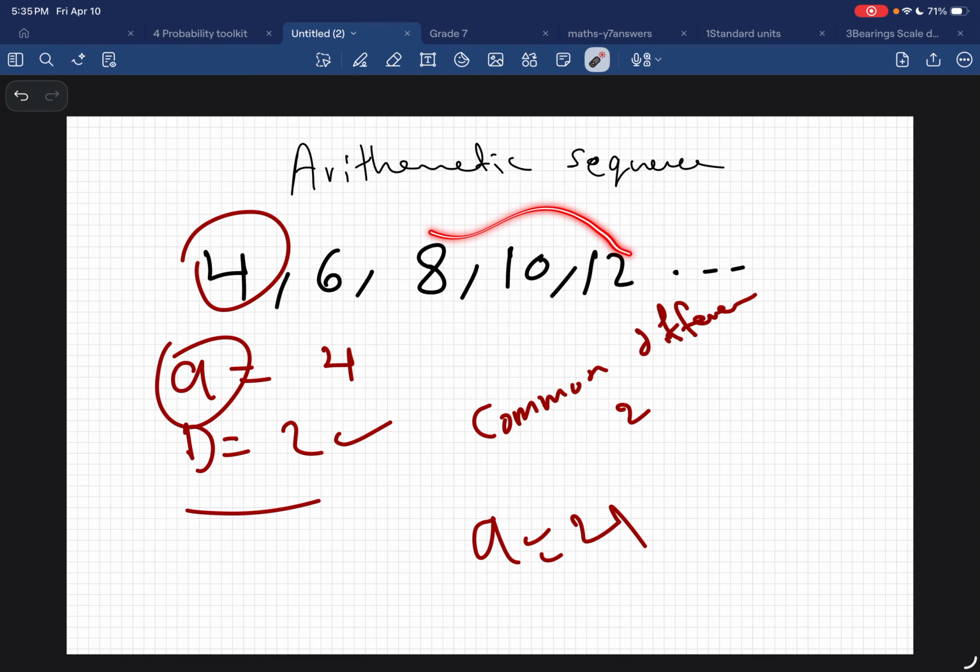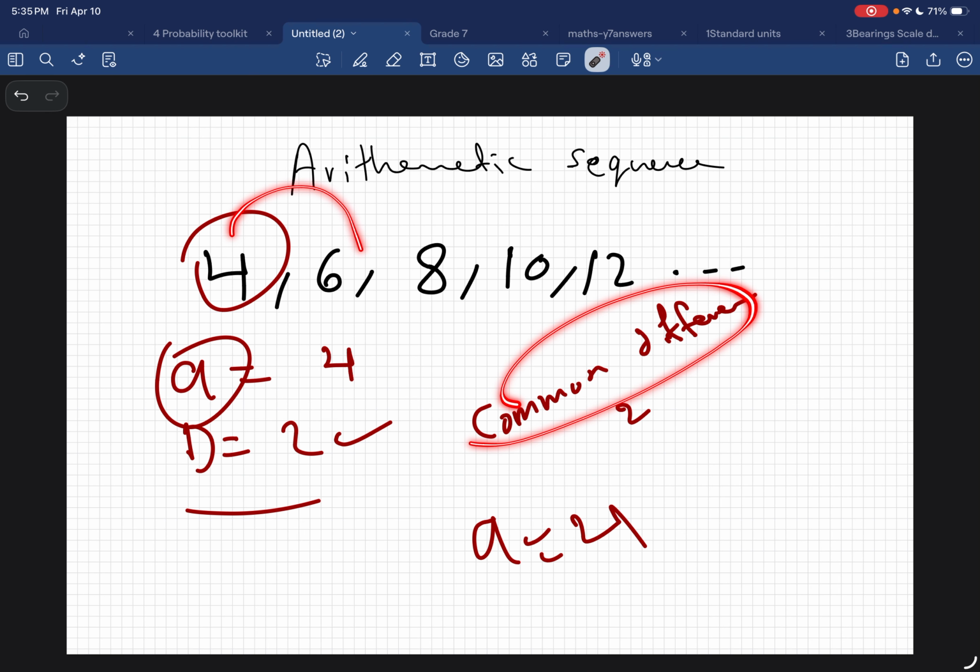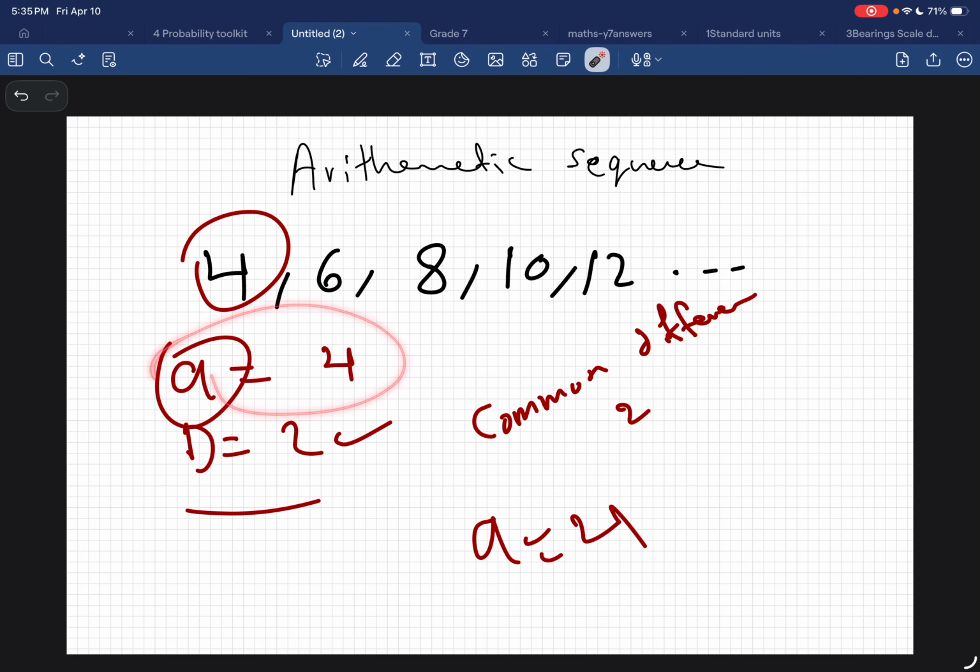What to focus on in the exam? The common difference, we know how to find it, and the first term. Good luck.